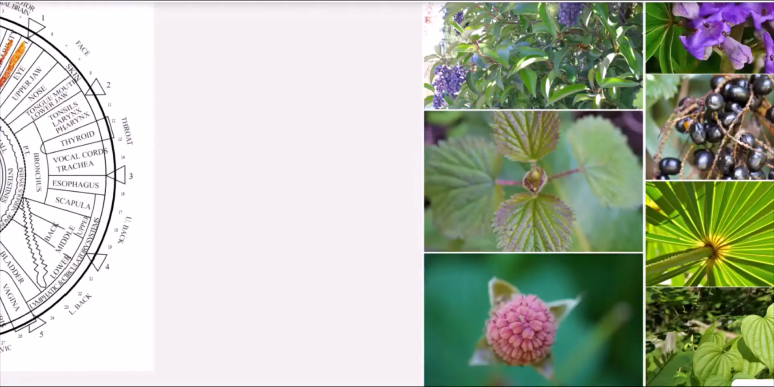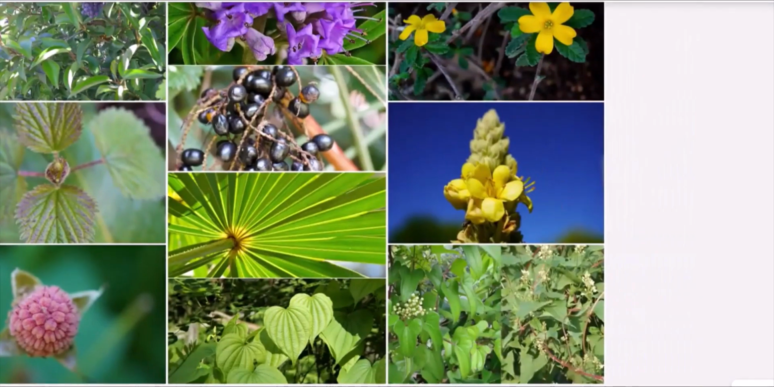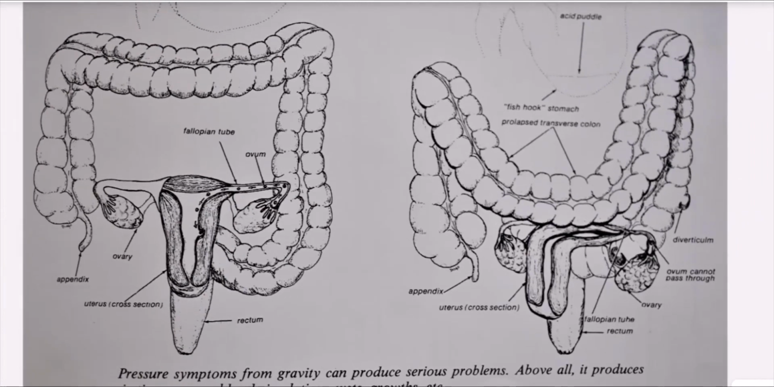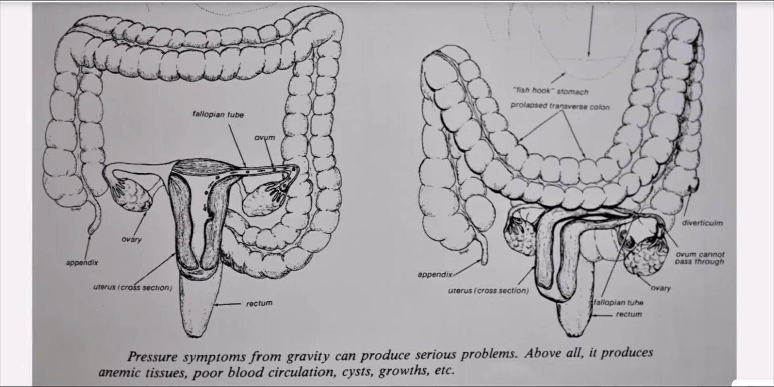Not even just what he said, he has a chart in his book. Let's see if we can find it. Here we go. He's talking about specifically how the prolapse in the transverse colon can be affecting the health of the reproductive system. On the left we have a normal transverse colon, and on the right a collapsed transverse colon, and you can see that it's putting pressure on not only the uterus but all of the reproductive features surrounding the uterus.